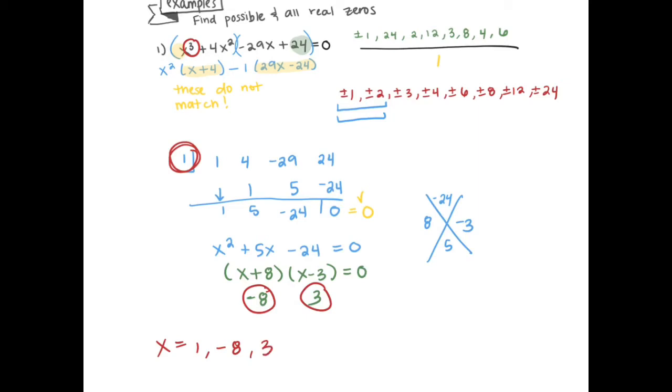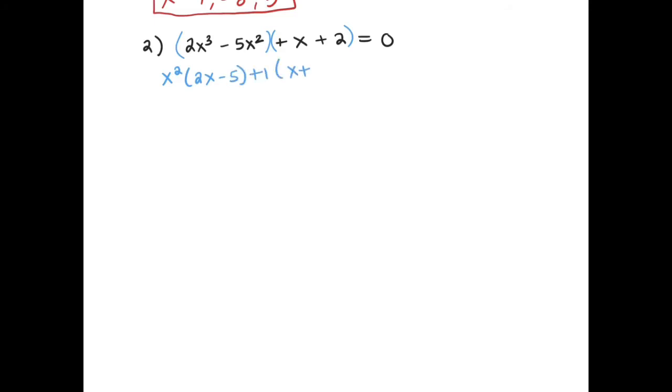Remember, today, I'm not really looking that you can find those zeros. I just want you to make sure you can find the potentials and you understand how to find the potentials. But, let's try it again. This time we're going to have 2x cubed minus 5x squared plus x plus 2 equals 0. I still want you getting in the habit to check to see if grouping works, because sometimes it does work, and if it does, it'll save you a lot of time.